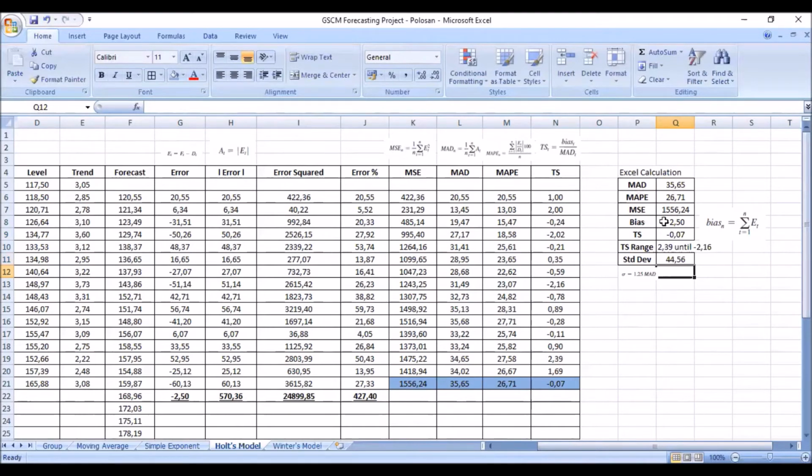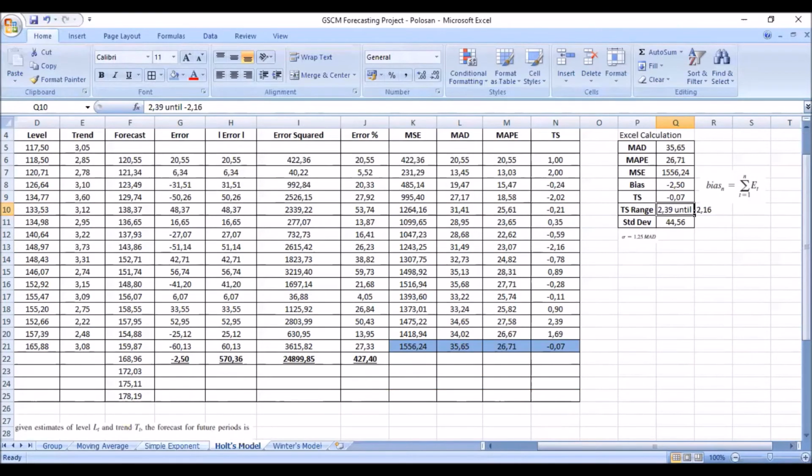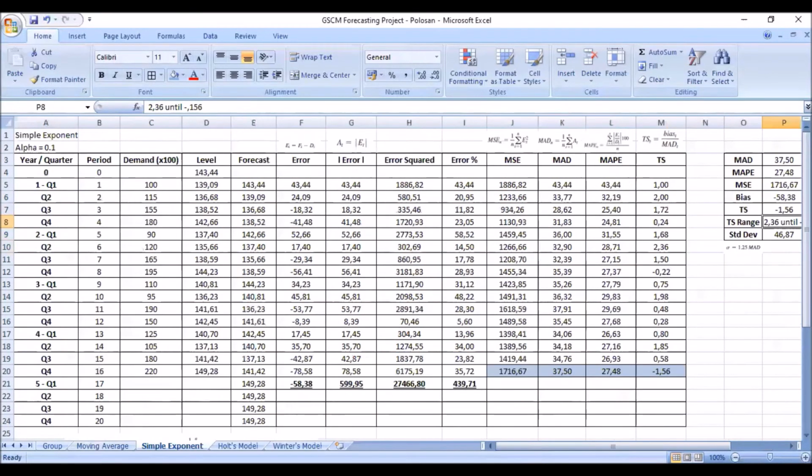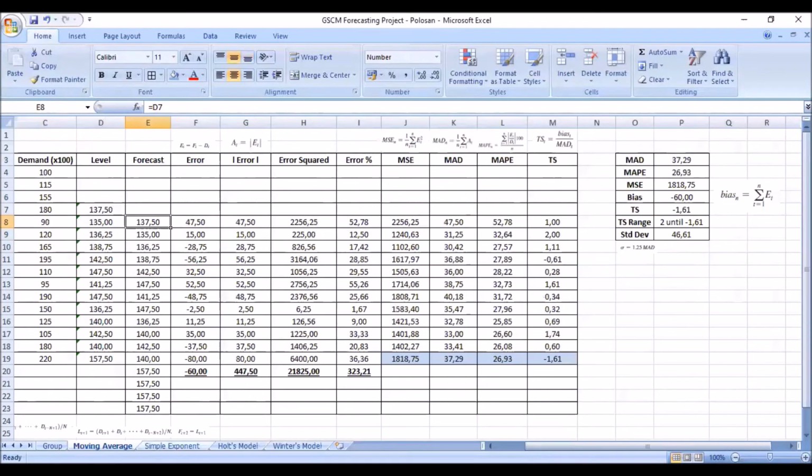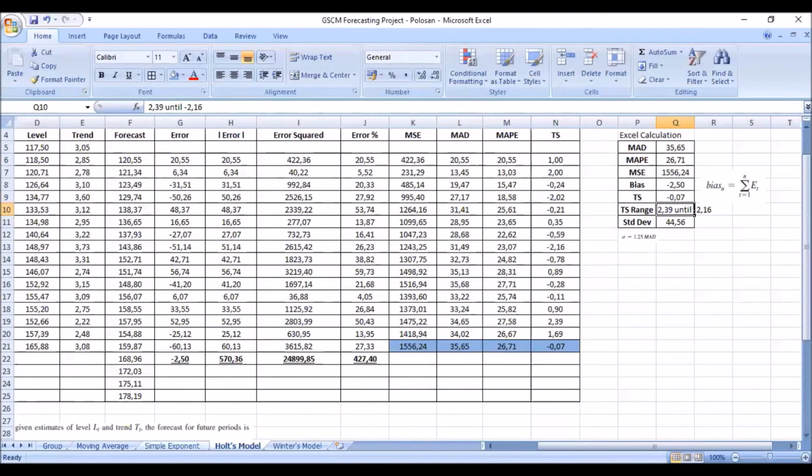In this case, we realize that Holt's model has quite a good TS range, which is not too over-forecasted or under-forecasted and not too biased. And overall, it has a good MAT, MAPE, MSE, bias, TS, and standard deviation compared to simple exponential smoothing and also compared to moving average, which means that it's more reliable.